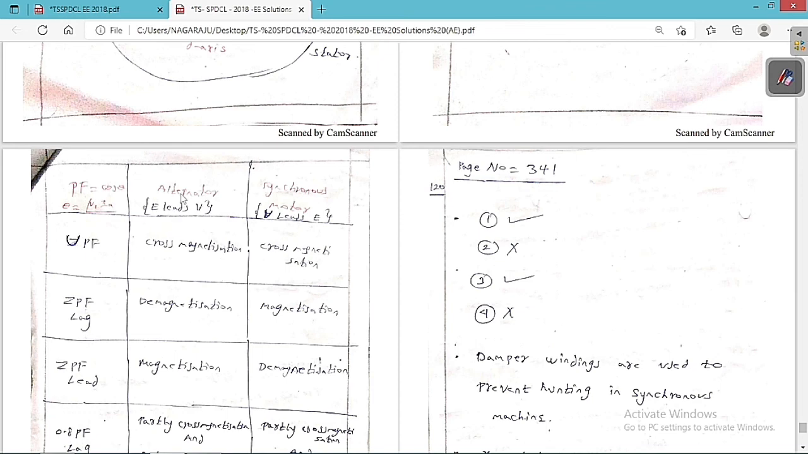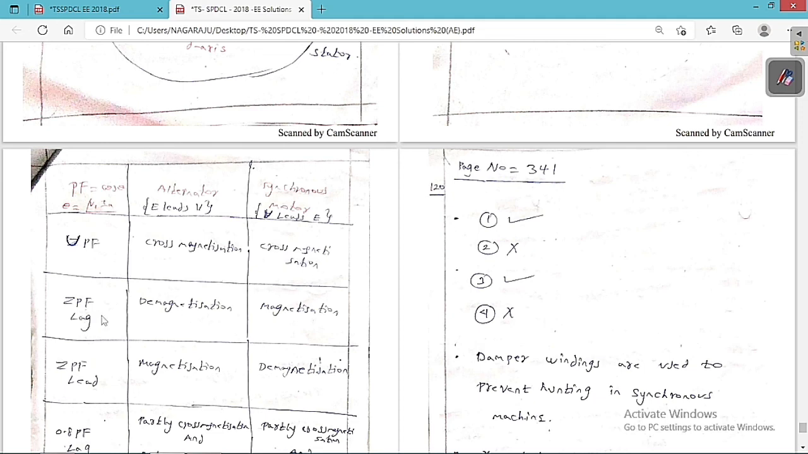I have already told you that in the alternator, E is always going to lead V, irrespective of E and V magnitude. And in the case of the synchronous motor, V is always going to lead E, irrespective of the magnitude of V and E. So suppose for a UPF load, then what is going to happen? For the alternator, you are going to get cross magnetization. For the synchronous motor also, we are going to get cross magnetization.